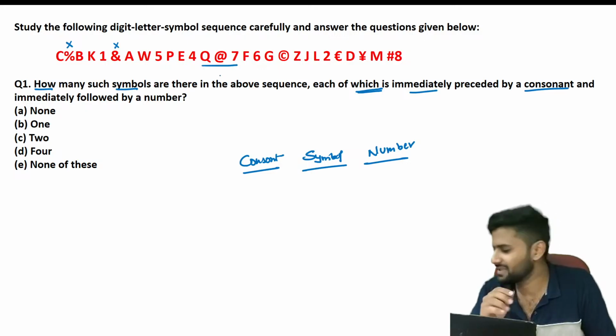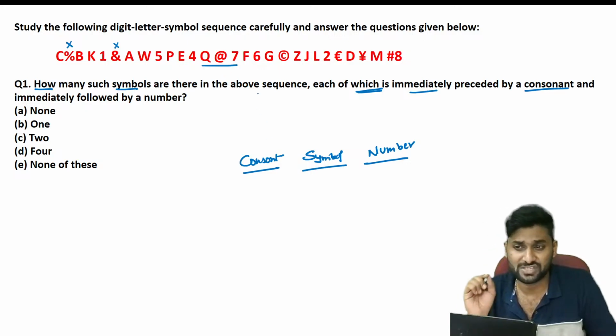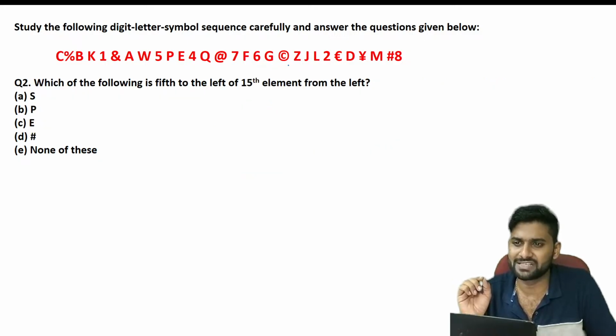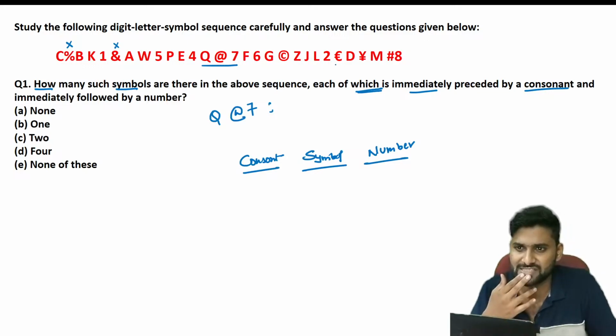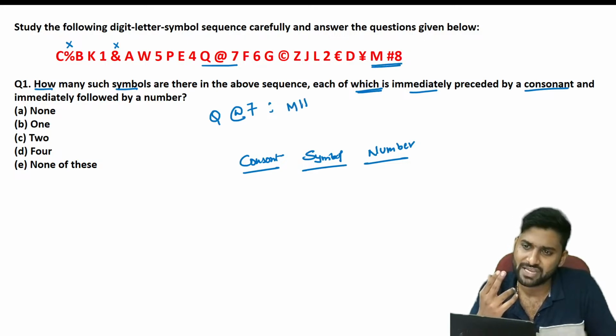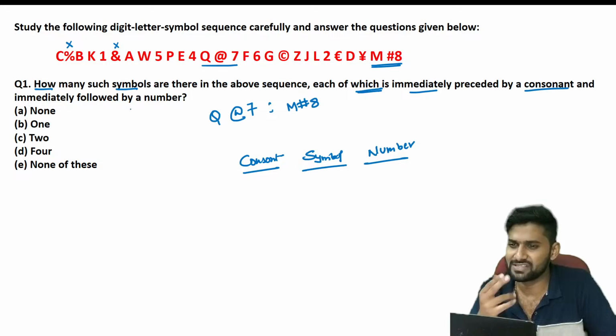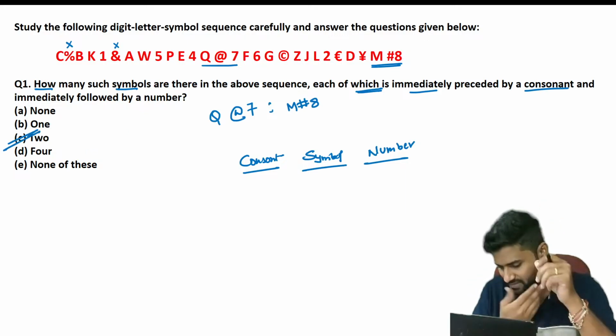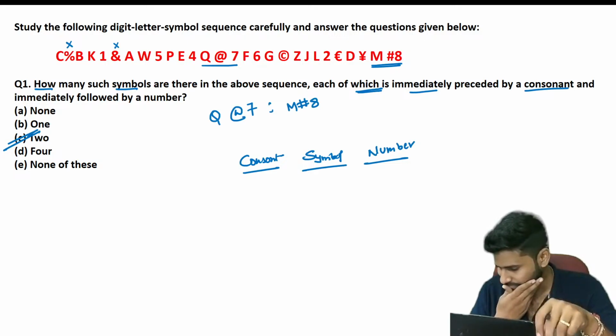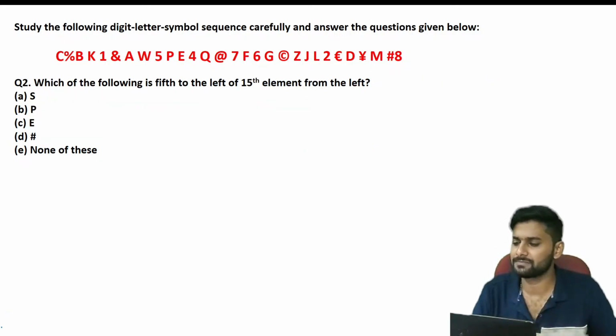See, Q at the rate of 7 follows our condition. At the rate is one of the symbols. Now go through the next one. C copyright Z is also not at all possible. Next one: we have the symbol here, M hash 8. According to this sequence, two of the symbols followed our condition. So the answer is 2. Is it clear? Let's move on to the next question.